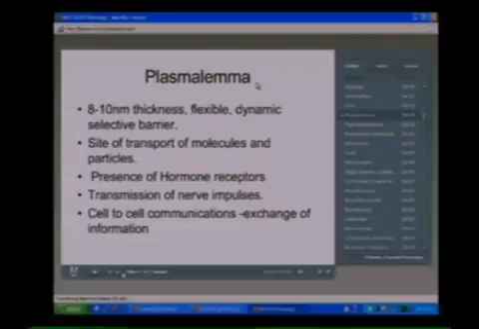Plasmalemma is the membrane. Okay? It's 8 to 10 nanometers in thickness. And what is that one? Thickness.